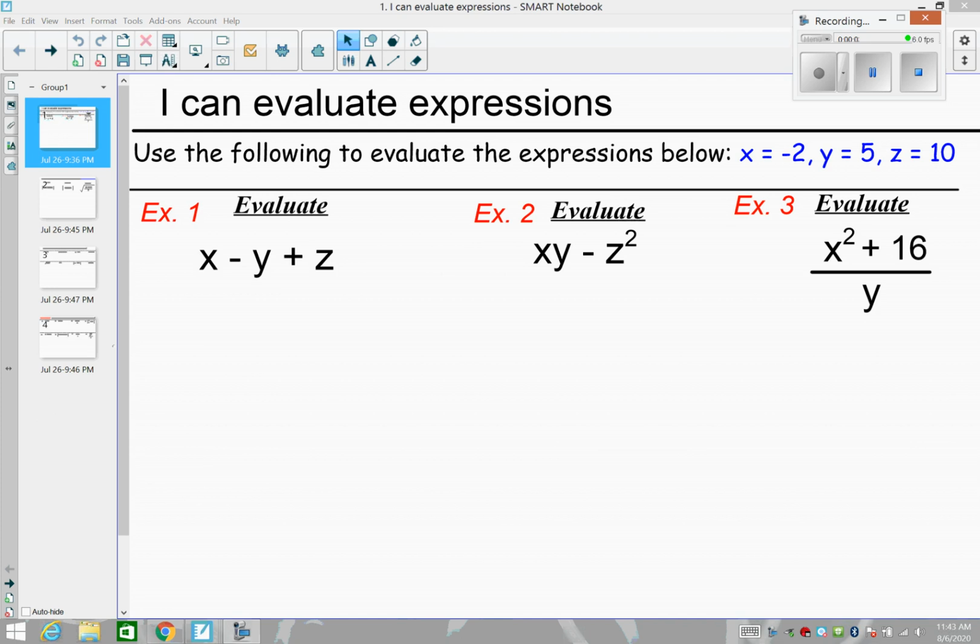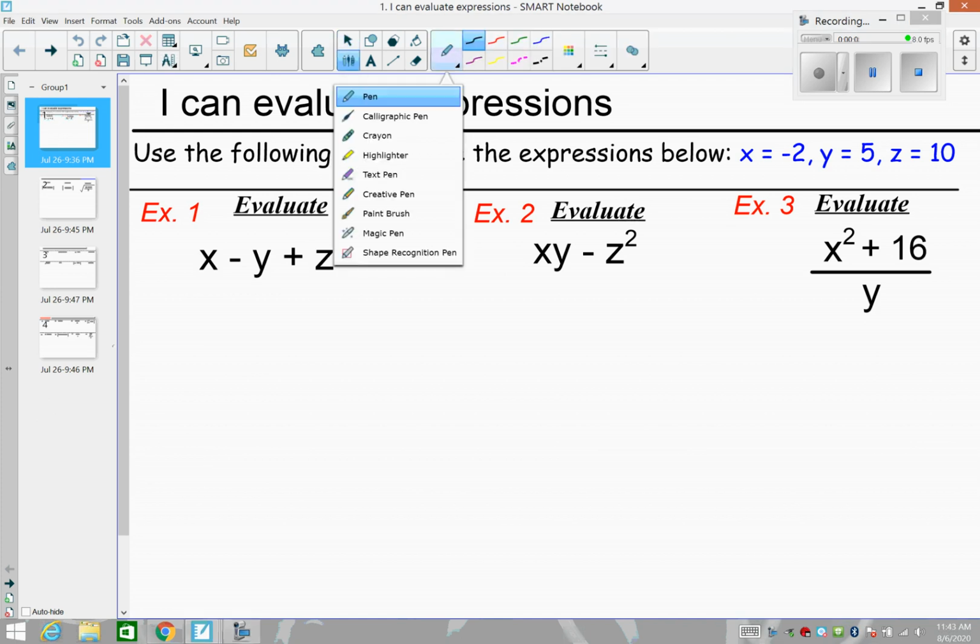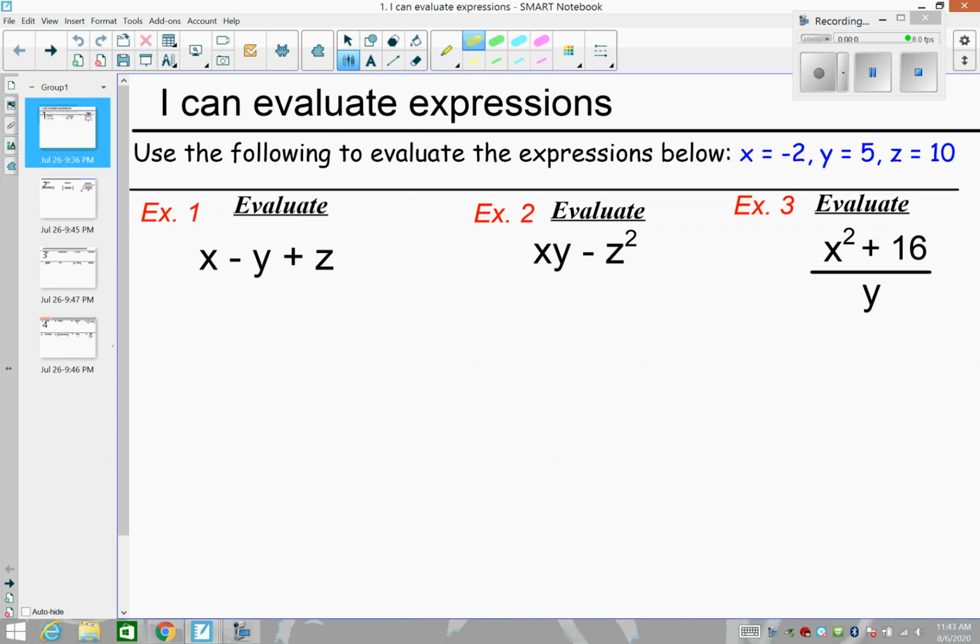Hey, math friends. So our learning target today is I can evaluate expressions.